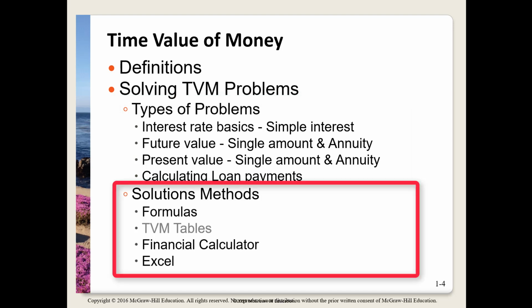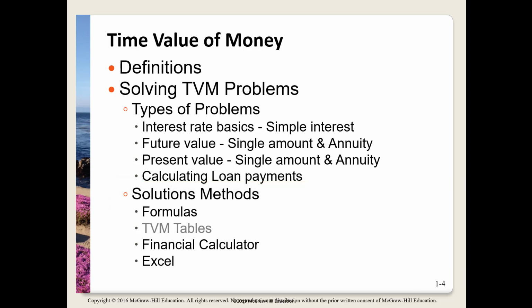We'll cover 4 methods of solving these problems. Formulas. You probably won't actually use the mathematical equations, but they give you a sense of what your answer should look like. TVM tables. Rarely used anymore, but we'll look at them briefly. Our focus will be on the last 2 methods. Financial calculator, specifically the TI Business Analyst 2 Plus, and Excel. These last 2 are the ways most of you would use in solving TVM problems. As we go through these examples, I recommend you work the problems in your calculator to be sure you're comfortable using them for the TVM problems.